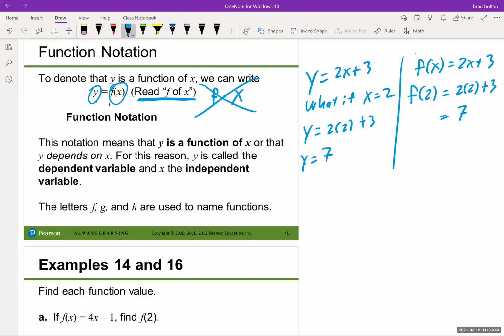So it's just a faster notation. Now I could say f of negative 2, and that just means 2 times negative 2 plus 3. So this becomes negative 4 plus 3, which is negative 1.